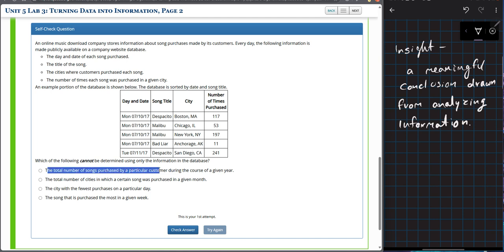The total number of songs purchased by a particular customer during the course of a given year. We know how many songs were purchased, but we wouldn't know by a particular customer. There are no identifiers here for a customer. We know how many times they were purchased, but not who made the purchases. The total number of cities in which a certain song was purchased in a given month. Yeah, we would just check which song it is and then count how many different cities. So this one's yes.